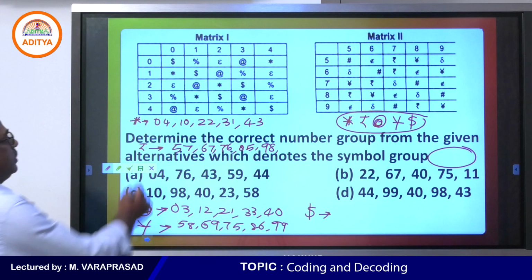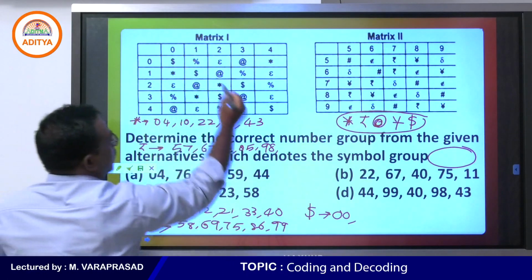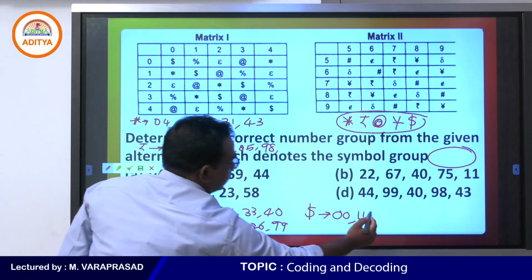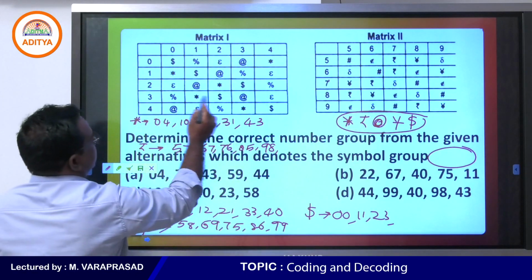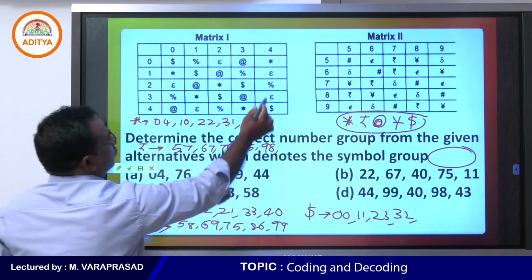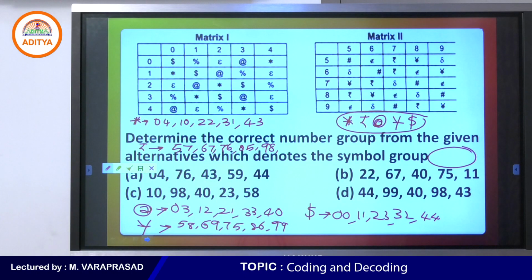Here it is, 0 0. Next one 1 1. Next one is here 2 3. Next one is here 3 2. Next one is here 4 4. Now which option will give the correct answer here?